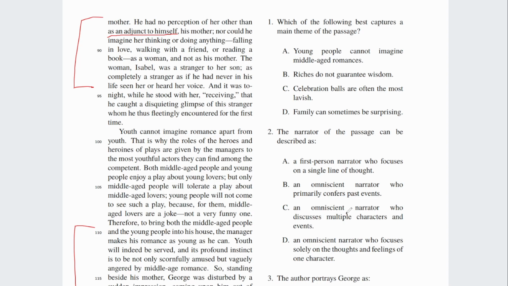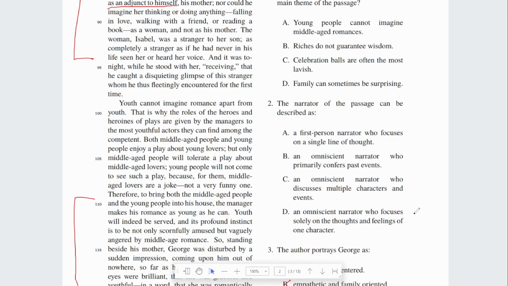Let's look at this question too. The narrator of the passage can be described as what? A first-person narrator? No, obviously not. A first-person narrator says, I do this, I think that, I said this, and obviously not. We don't even need to read the rest of this. And the remaining three options are omniscient narrators, who primarily confers past events, who discusses multiple characters and events, or who focuses solely on the thoughts and feelings of one character.